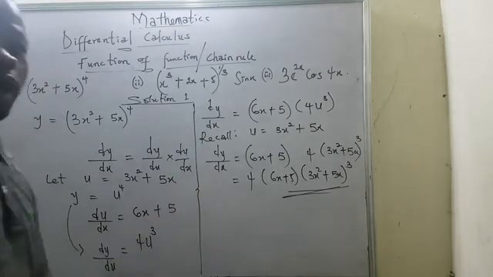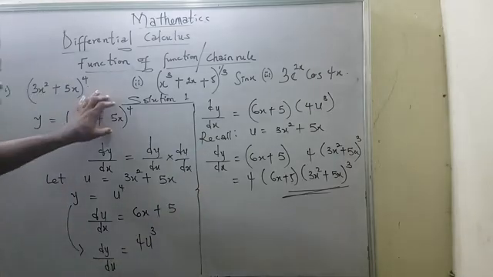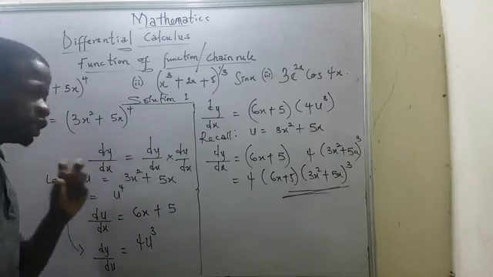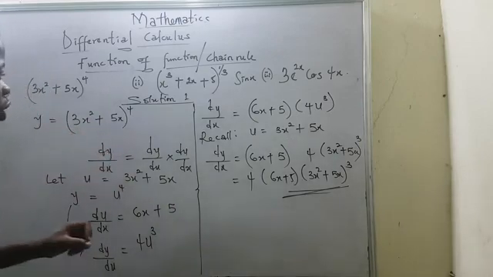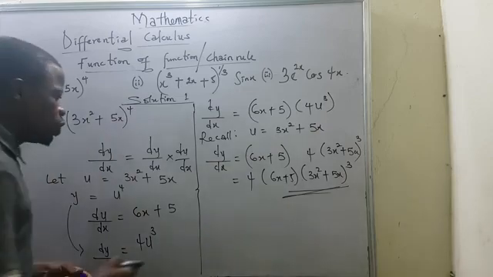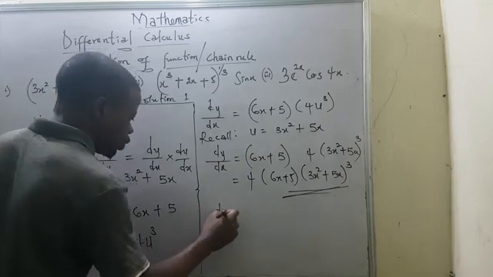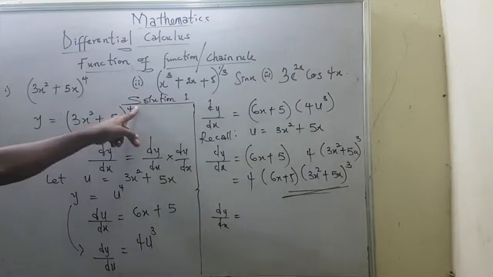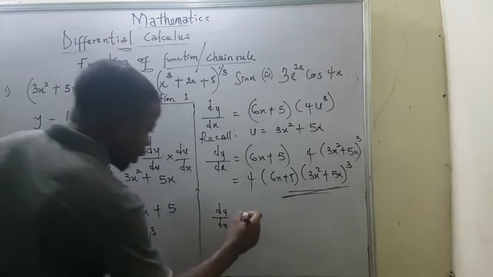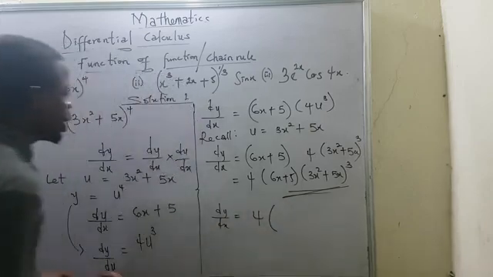Now there's a simpler and faster approach. Once you are here, the one inside, we call it the core function. Yes, there's a simpler and faster approach. You can just say your dy/dx is this. Bring the power down, have 4. Open the brackets.